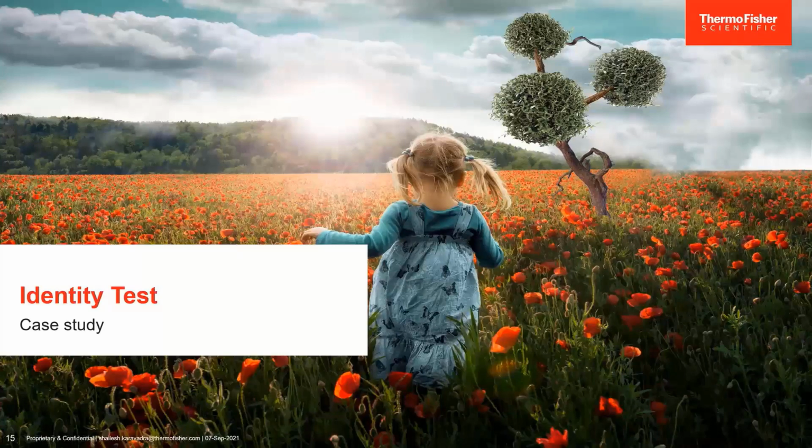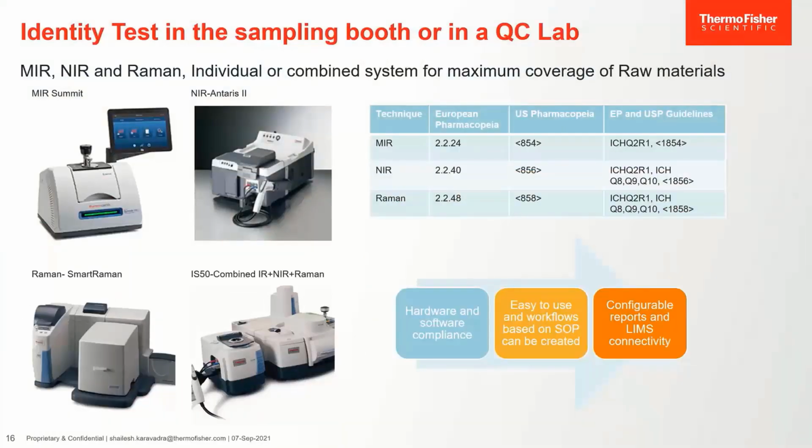Now moving on to the first case study, which is an identity test. Identity testing in a pharmaceutical environment is carried out in different places. It could be either in a sampling booth or in a QC lab, for example. And mid-infrared systems, FTIR systems, are widely used for this analysis. Near infrared and Raman have their own space too.